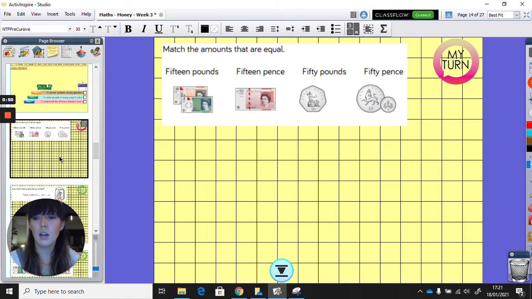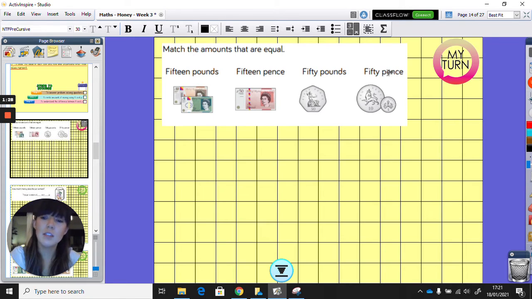So I'm going to have a go first and explain what this question is asking you to do. You can do it along with me if you like, or just listen, and then you're going to have a go yourself. The question is asking you to match the amounts that are equal. You need to draw a line to match up the correct words to the correct amount. It says £15, 15 pence, £50 and 50 pence. It's trying to trick you. It's trying to work out whether you understand the difference between a pound and pence.